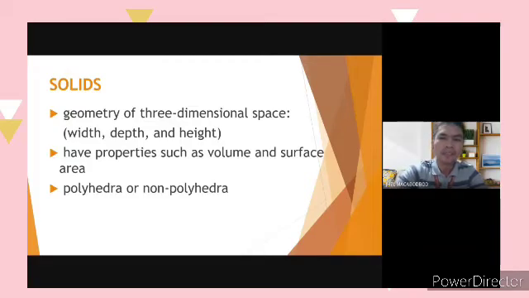Next, we have the solids. A solid or form is the geometry of three-dimensional space. 3D because there are three dimensions, which are the width, depth, and height. Solids have properties like volume and surface area. There are two main types of solids, namely polyhedral and non-polyhedral.